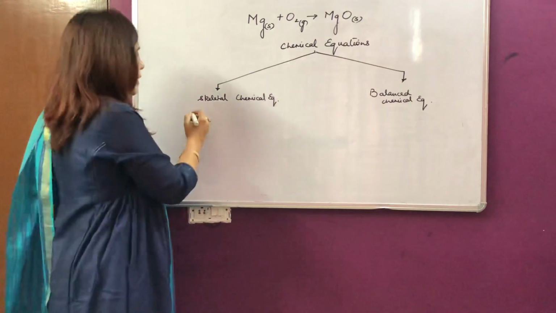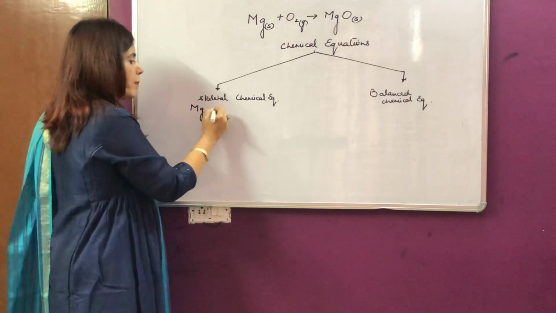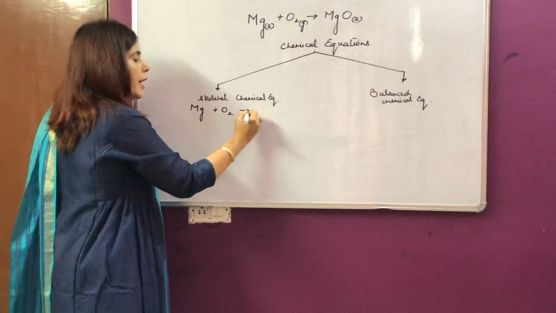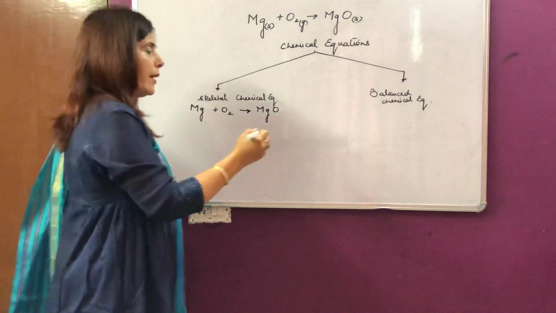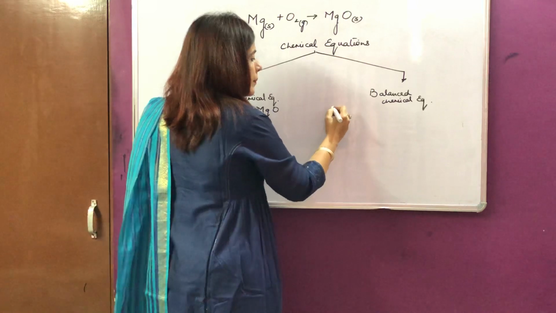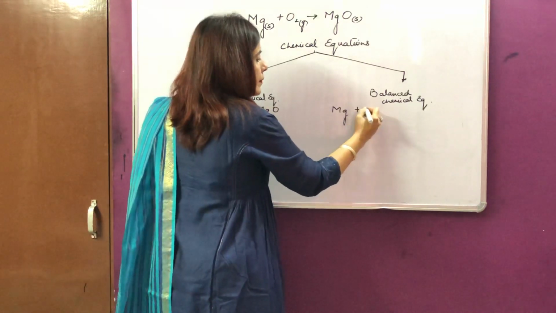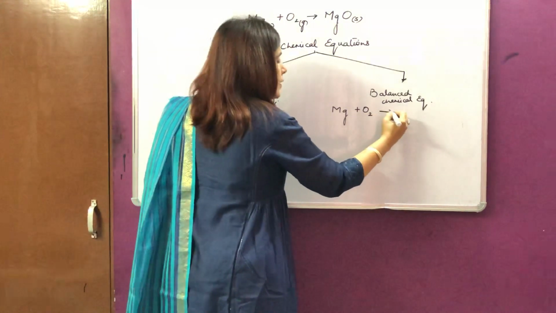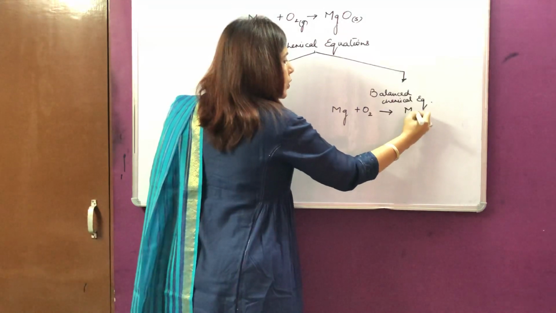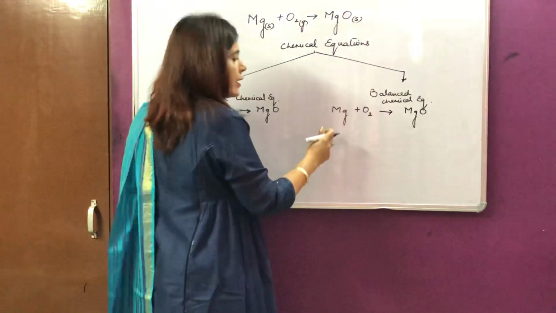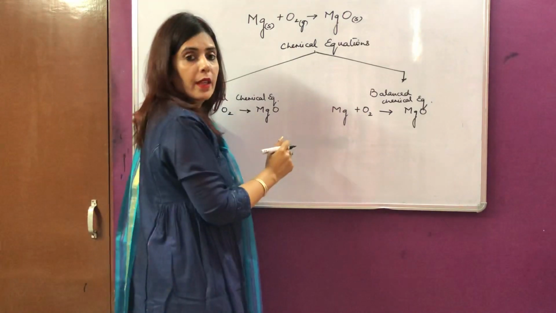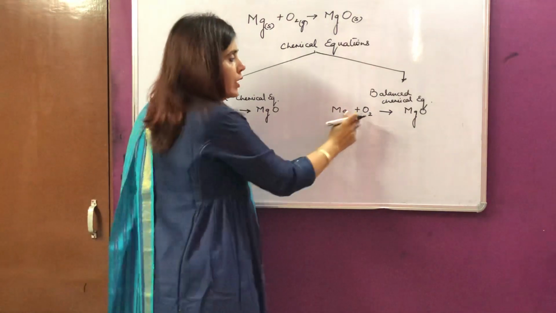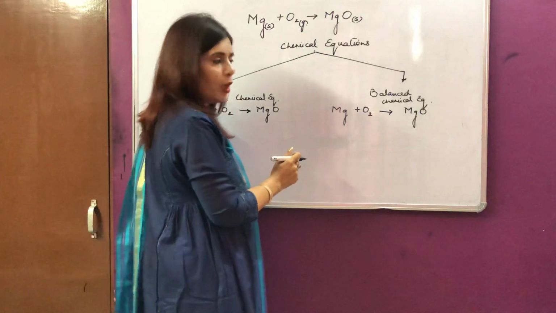So a skeletal chemical equation is the one which is not balanced, which we wrote earlier, Mg plus O2 gives MgO, whereas a balanced chemical equation states that the number of atoms on the left hand side should be equal to the number of atoms on the right hand side. For example, we noticed here oxygen has how many atoms? 2, because it is in the form of a molecule.